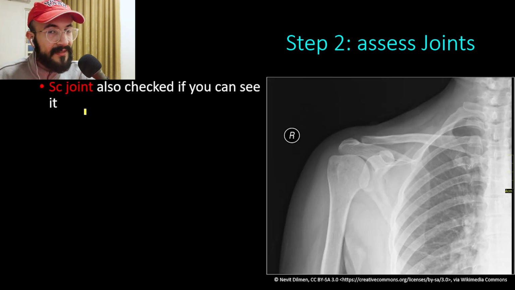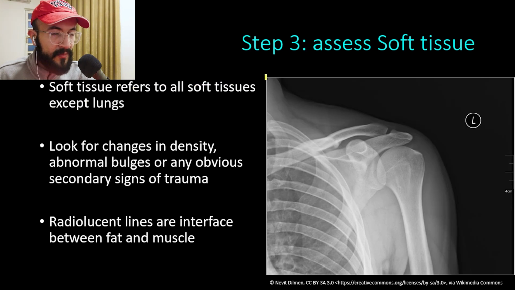Now regarding the SC joint, the sternoclavicular joint, it also should be checked if you can see it in the AP shoulder x-rays. So on this AP shoulder x-ray here, we can see the SC joint, and we make sure that this joint is not dislocated. Moving on to step 3.